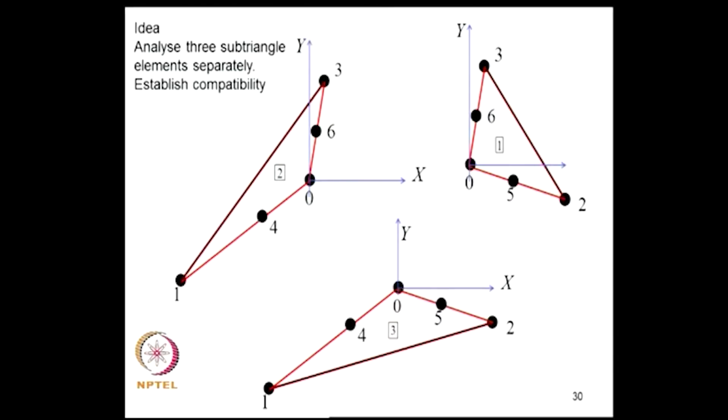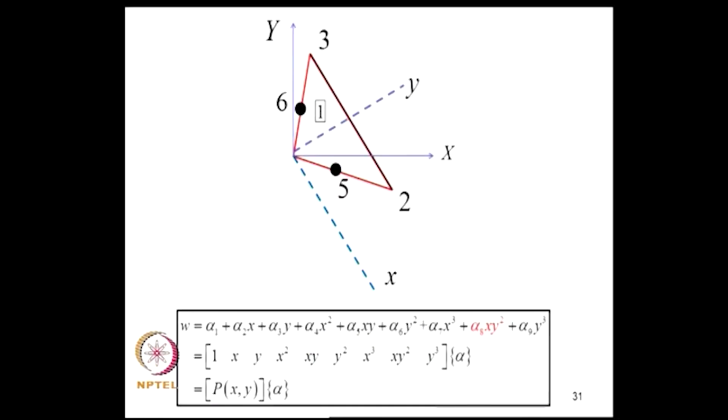Now, one matter of detail that we need to consider is that when we study each of these elements, we will be considering a local coordinate system which is specific to each individual element. Whatever answer we get for each element, before we can establish this compatibility, we should transform them to the global coordinate system, then only we will be able to do this. So now we will consider one of these elements.